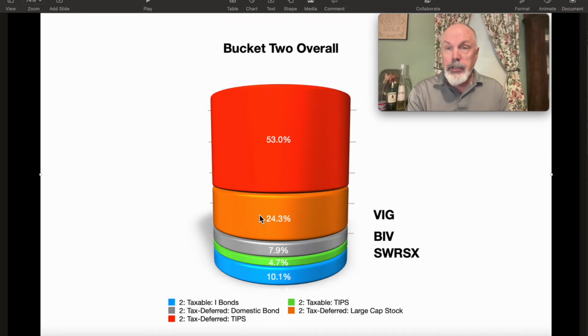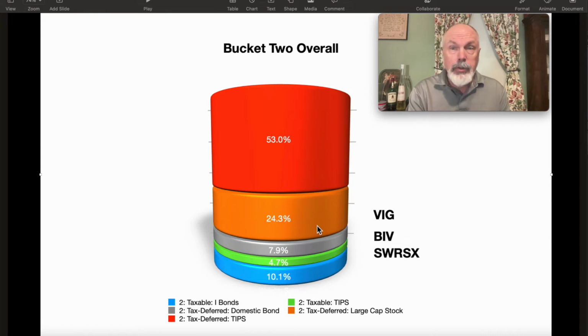In this portion of the tax-deferred area of Bucket 2 is the Vanguard Dividend Appreciation ETF, VIG, and that was my substitute for the Wellesley Income, along with the BIV ETF, which is the Intermediate Bond Fund from Vanguard. Now, I also have in my taxable account a TIPS fund, SWRSX. I didn't do anything with that.